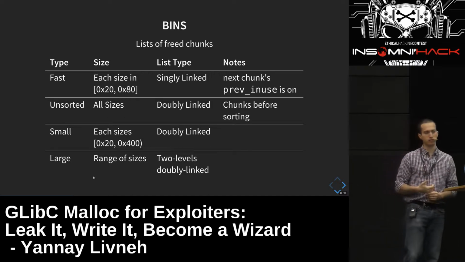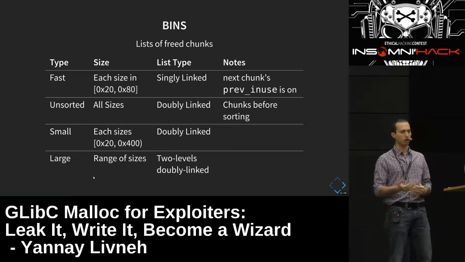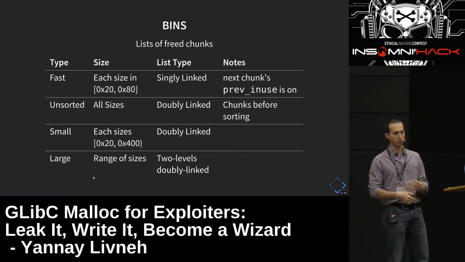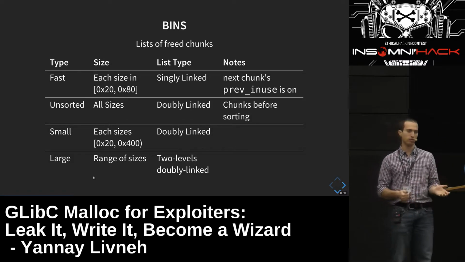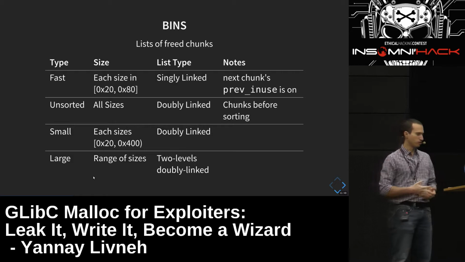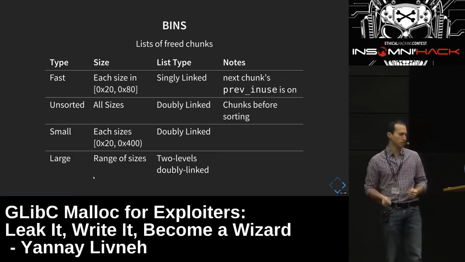Then you have the unsorted bin. The unsorted bin contains all the chunks before sorting. So when freeing a chunk, you toss it into the unsorted bin, and it waits for sorting. It's a doubly linked circular list.